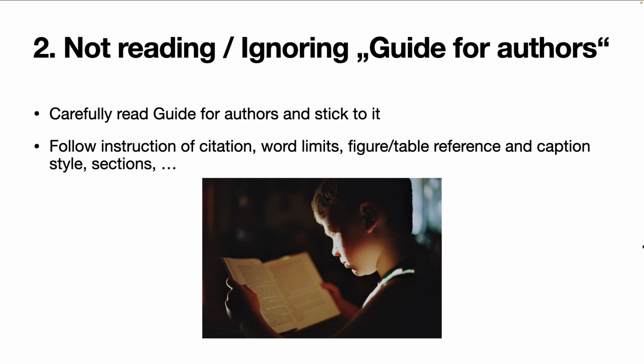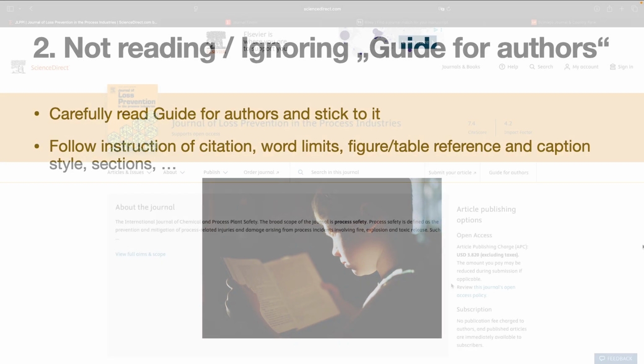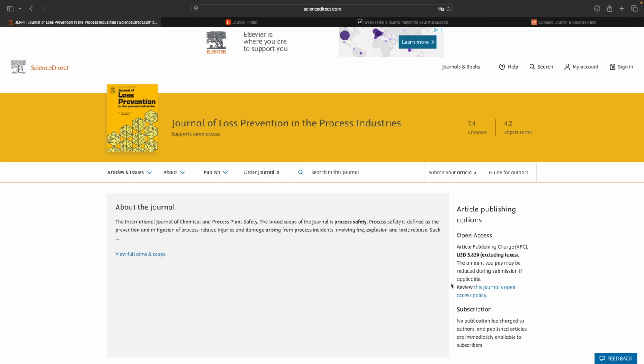Another common mistake is not reading or ignoring a guide for authors, so you should definitely carefully read it and stick to it. Because it just gives you instruction on how the citation will look like, and also some journals are restricted in words, and there are also a lot of styles that you should follow. So here I would like to give you an overview about how a guide for authors can look like.